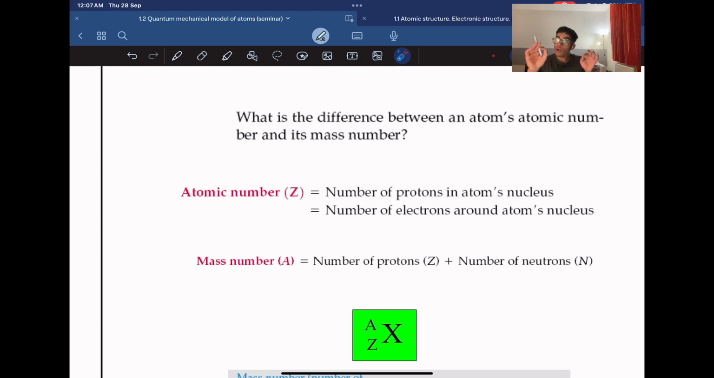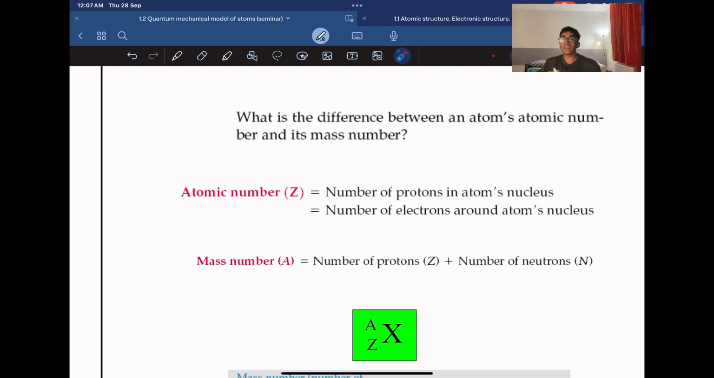Now, electrons can be removed from an atom with ionization, or electrons can be added to an atom as well. So, saying that the atomic number is the number of electrons may be wrong, because when you have an ion, the number of protons and electrons are not the same. So just remember the simple thing: atomic number is the number of protons in the nucleus of an atom. Boom.